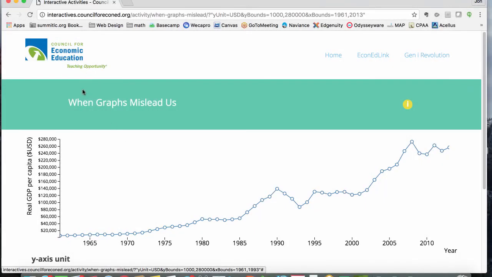Okay, here I am. When graphs mislead us, here I have real GDP per capita. So again, how much do we produce per person in the US? It's a sign of economic health. We can see from 1965 all the way we're growing. We're much better off, at least per capita, than we were 50 years ago.